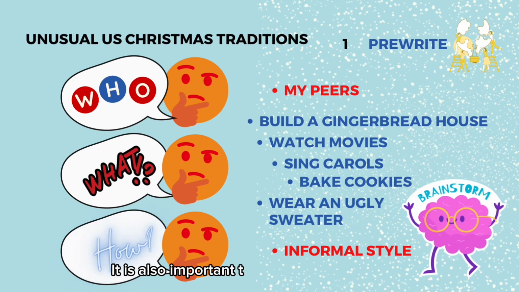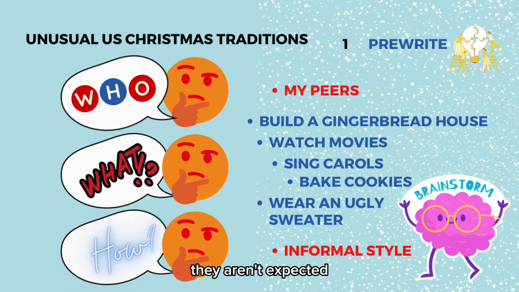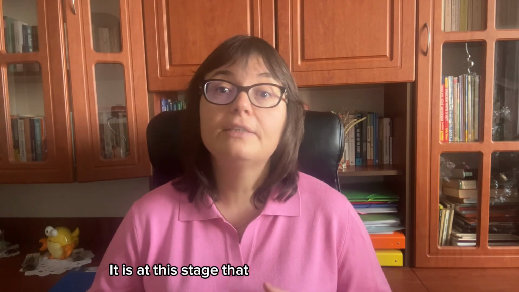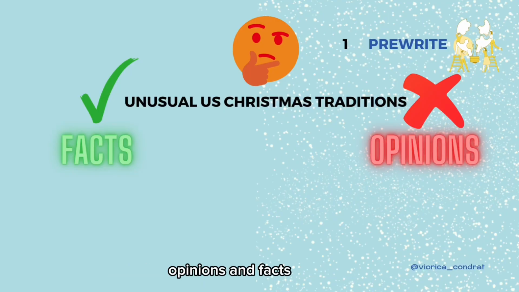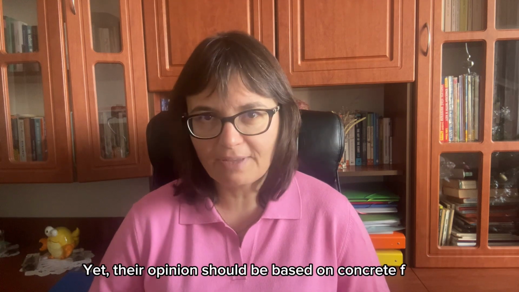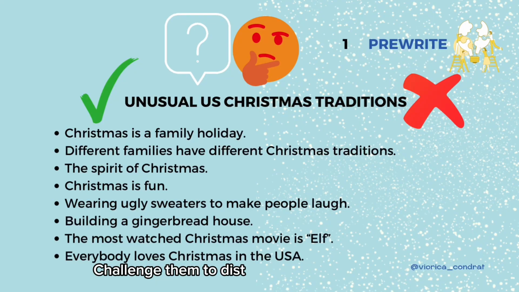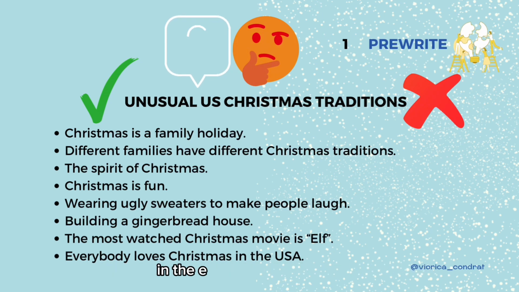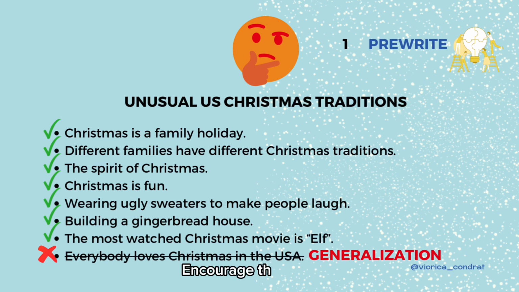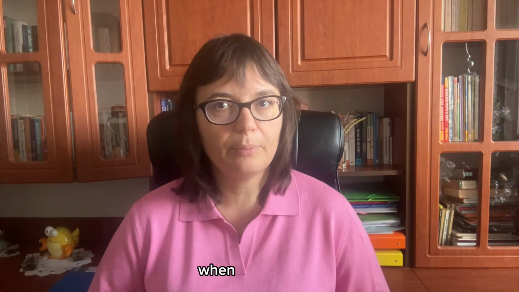It is also important to know that at this stage they aren't expected to come up with full sentences. They can put down a phrase or even a word. Show them the examples you've come up with. It is at this stage that the distinction between opinions and facts is made. It's true that in an article they can express their own opinion, yet their opinion should be based on concrete facts. Challenge them to distinguish facts from opinions in the examples you've shown. Discuss the danger of generalizations. Encourage them to use tentative language when appropriate.